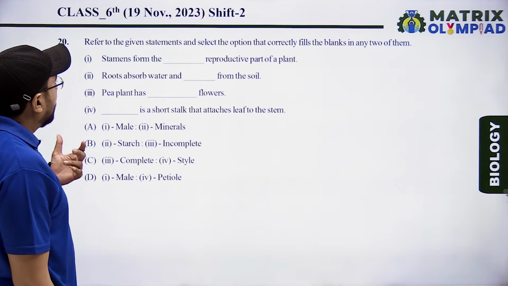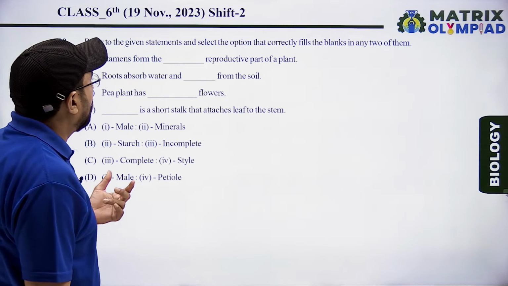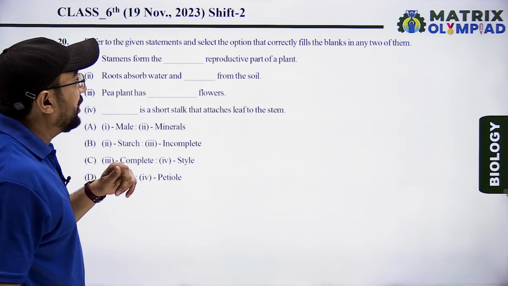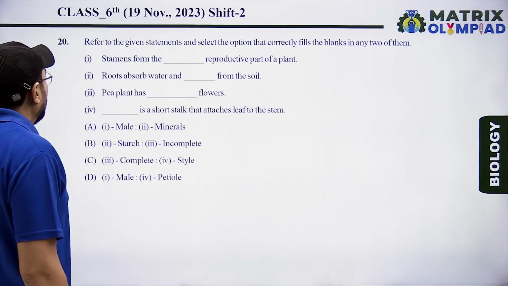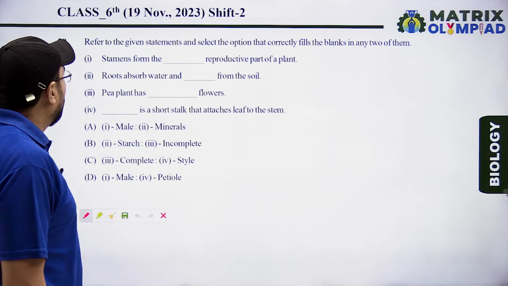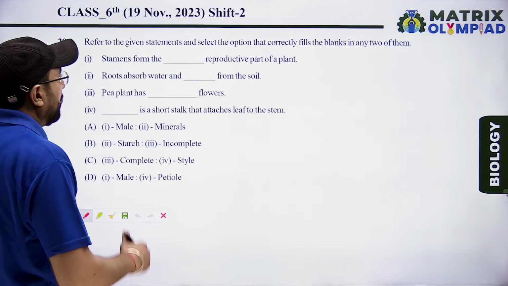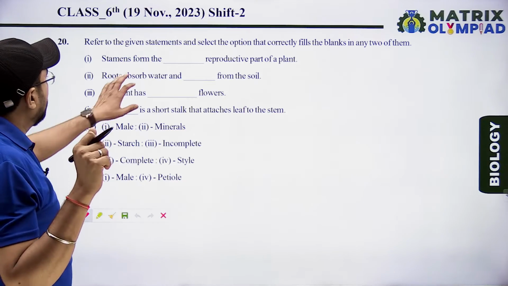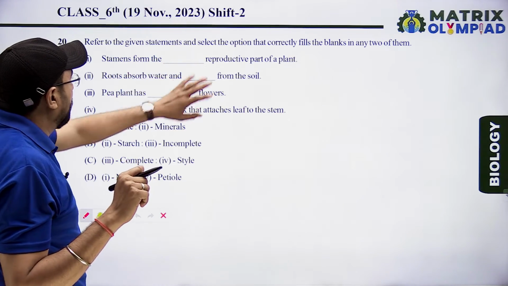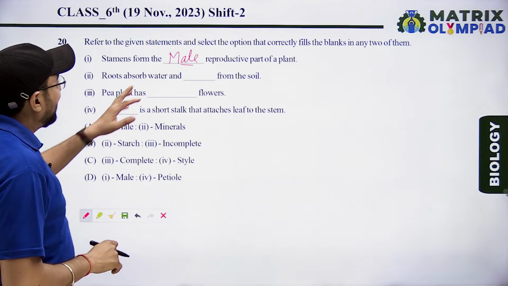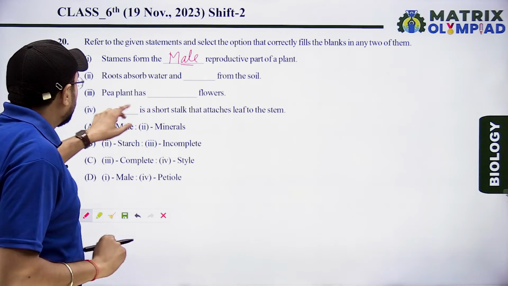Refer to the given statements and select the option that correctly fills the blanks in any two of them. First, stamens form the blank reproductive part of a plant. Stamen forms the male reproductive part of a plant, that is male. Stamen is the male reproductive part of a plant.